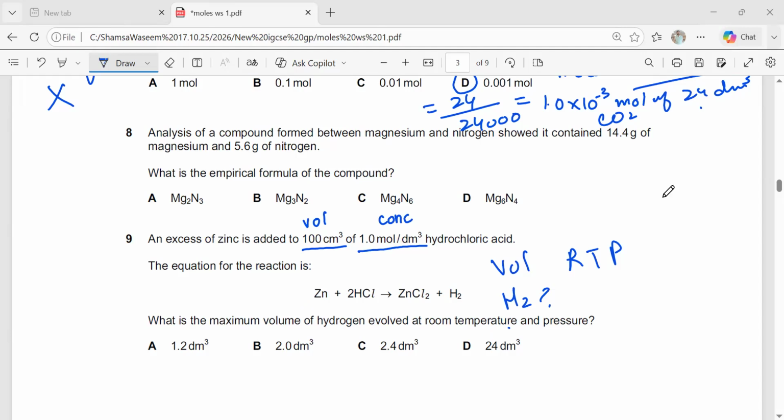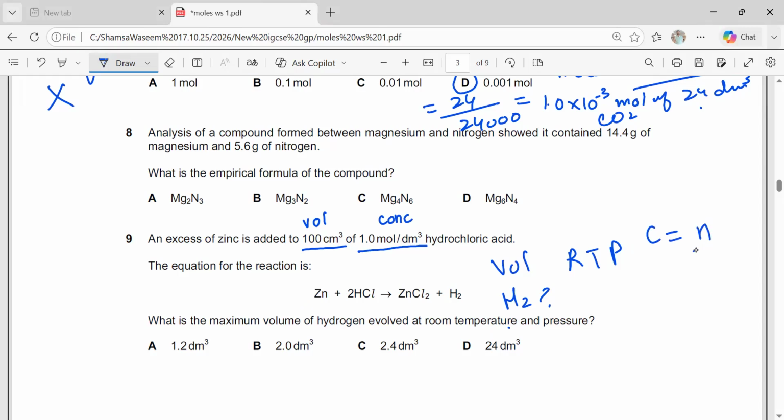Yes, girls. Did you decide? Ambreen, Anya, Tuba? How can we find out? Concentration formula. Concentration is equal to n upon V, because volume is given as well as concentration is given. So we can find out the moles. Great. So we are going to look for the moles of hydrochloric acid.